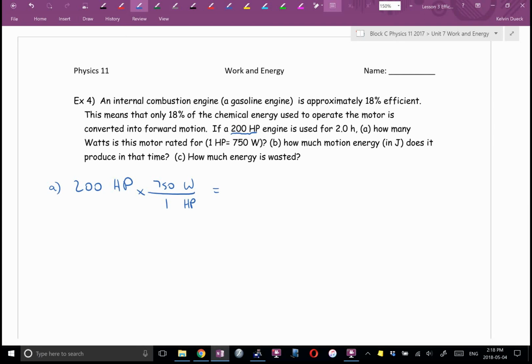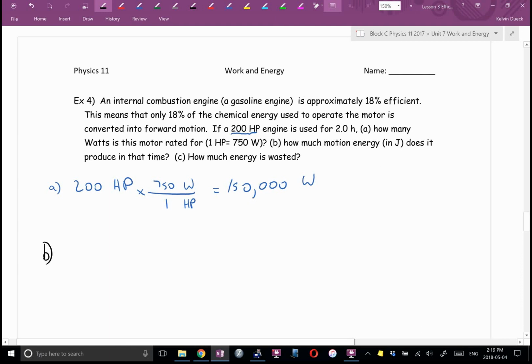How many watts is this gasoline engine? By the way, one advantage of horsepower is that it's a smaller unit and gives us numbers that are easier to wrap our brain around, because 150,000 is a big enough number.